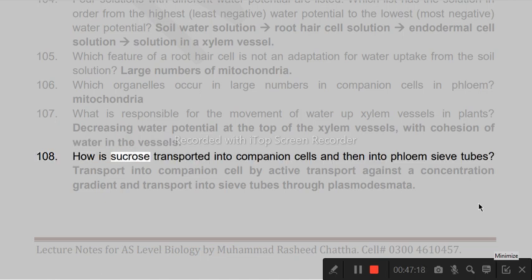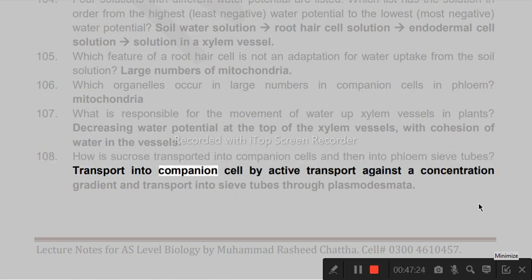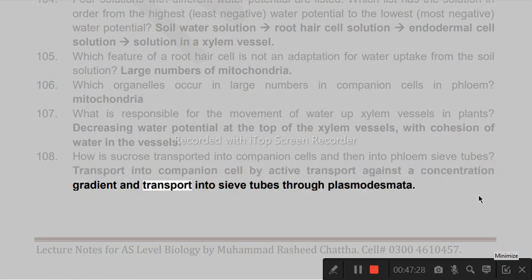108. How is sucrose transported into companion cells and then into phloem sieve tubes? Transport into the companion cell by active transport against a concentration gradient, and transport into sieve tubes through plasmodesmata.